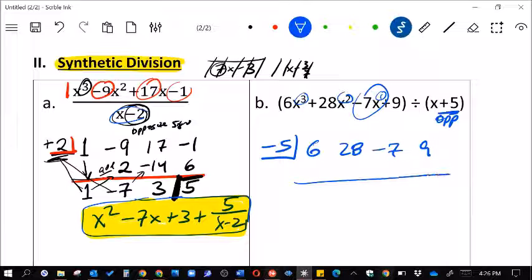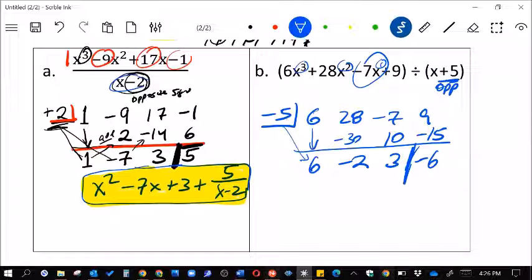So I'm going to go like that, and then this automatically comes down, and then multiply 6 times 5 is -30, and add them, we get a -2 here. -5 times -2 is a +10, and add them, and we get a 3. And then -5 times 3 is -15. Add them, and we get -6.